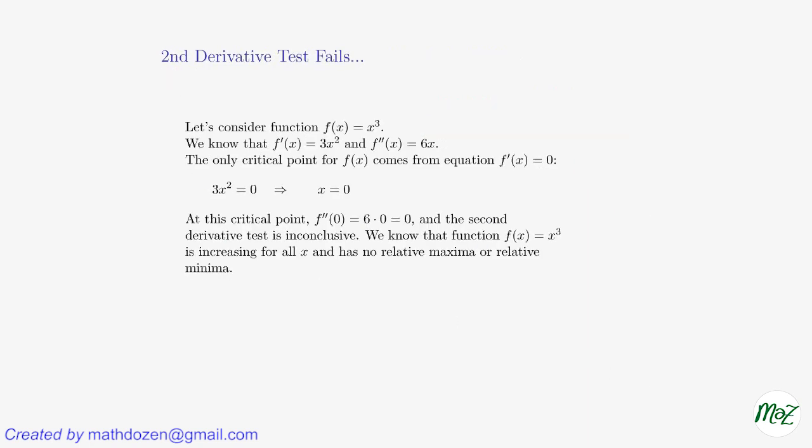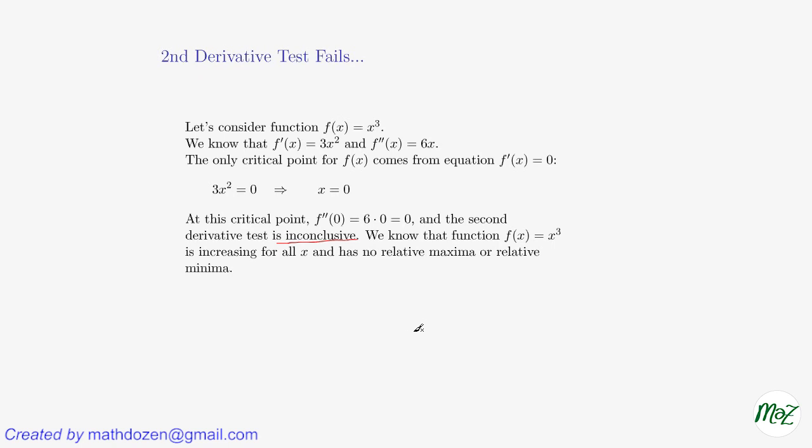As was mentioned before, the second derivative test might fail. This is one of the examples where it fails. We consider the function f of x being x cubed. Its derivative is 3x squared and the second derivative is 6x. We can find all the critical points of this function by setting the derivative equal to 0. It's 3x squared equals 0. That gives us x equals 0 as the only critical point. And at this point, the second derivative at x equals 0 is 6 times 0, which is 0. Now the second derivative test is inconclusive, or it fails.